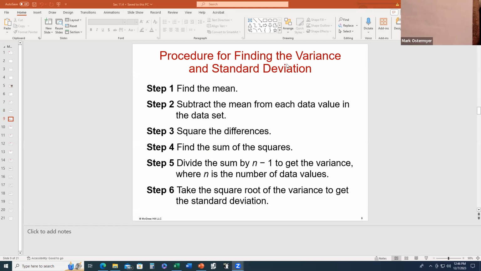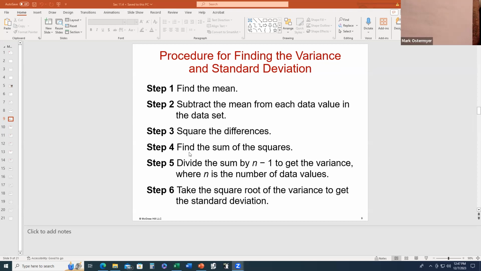So how do we find the variance and standard deviation of a data set? Well, step number one is we need to find the mean of the data set. Then what we're going to do is subtract the mean from each data value in the data set. We're then going to square all these differences in step two.